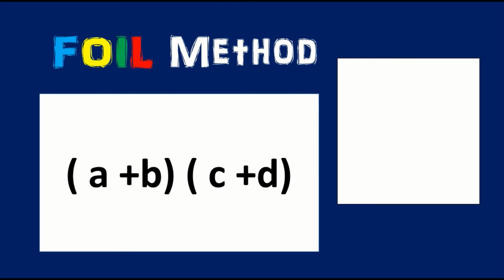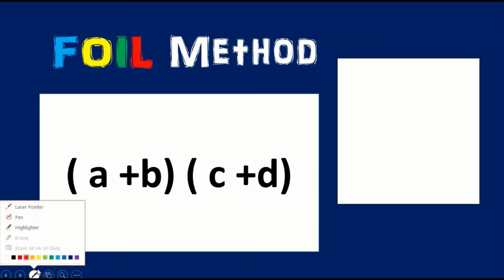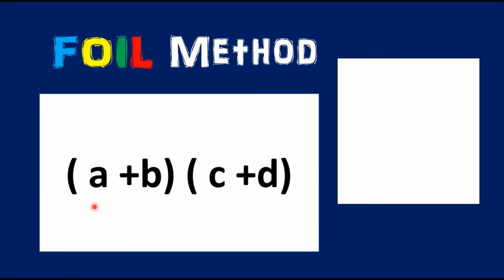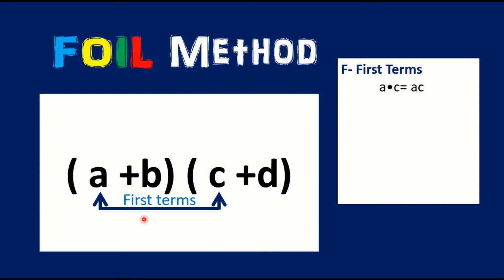So now, how do we multiply two binomials using this method? We have two binomials, quantity A plus B and quantity C plus D. To multiply these two binomials, we are going to multiply the F terms, or the first terms. Here, the first terms are A and C. Then get its product, which is AC.